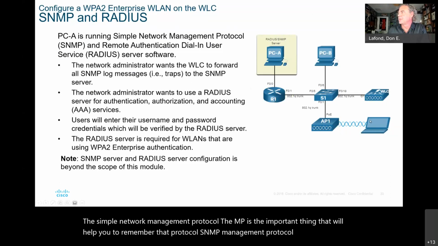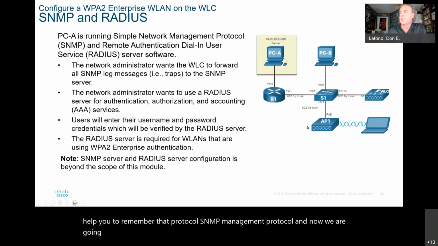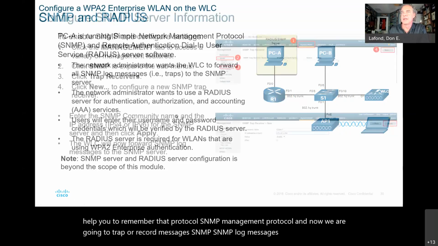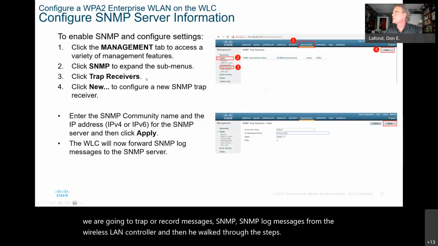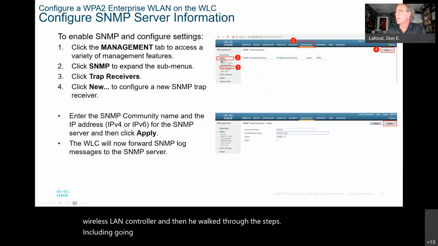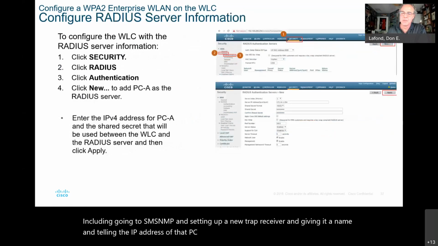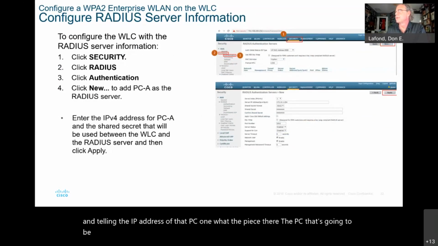Now we are going to trap or record messages, SNMP log messages from the wireless LAN controller. And then he walked through the steps, including going to SNMP and setting up a new trap receiver and giving it a name and telling the IP address of that PC, the PC that's going to be receiving the messages.